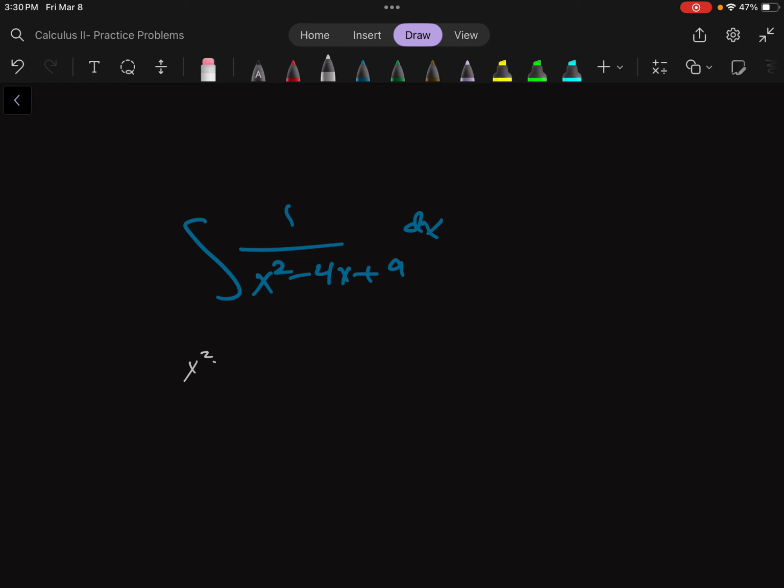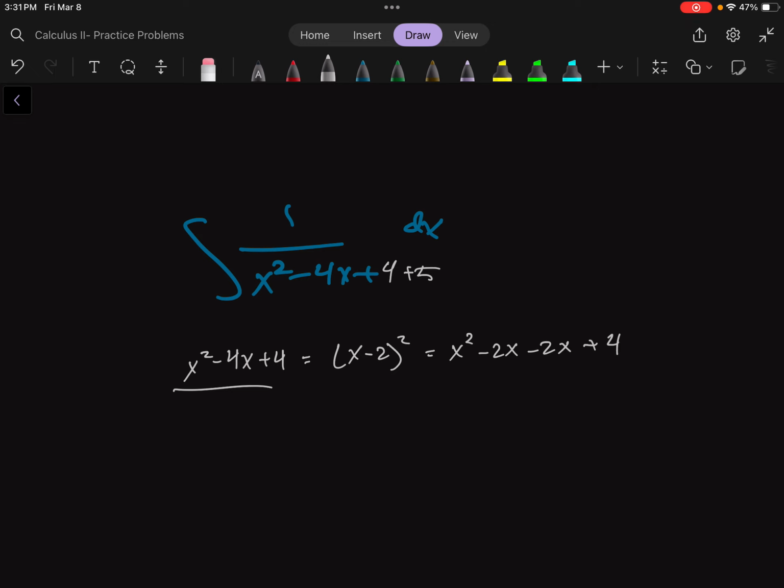Doesn't x squared minus 4x plus 4 factor to x minus 2 squared? Let's check that. Let's FOIL it out. The first squared would be x squared, the inner would be minus 2x, the outer would be minus 2x, and the last would be positive 4. So does that work? Yes. But we don't have plus 4, we have plus 9. What I'm saying is that we could take this plus 9 and call it 4 and 5.